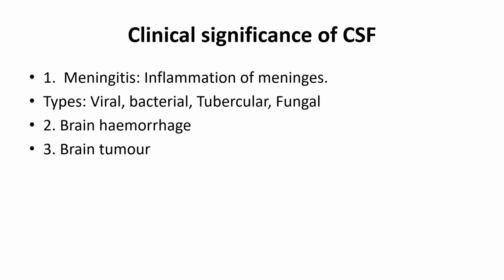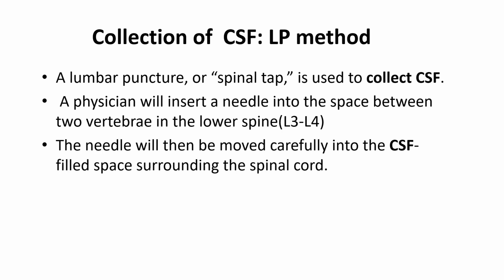Meningitis is the inflammation of the meninges, the coverings of the brain. Meningitis can be caused by virus, bacteria, tuberculosis bacteria or fungus. To know whether meningitis is present or not, and which type, CSF collection is required. Then in brain hemorrhage like subarachnoid hemorrhage, in brain injury or brain tumor, CSF collection is required to know the exact pathology.